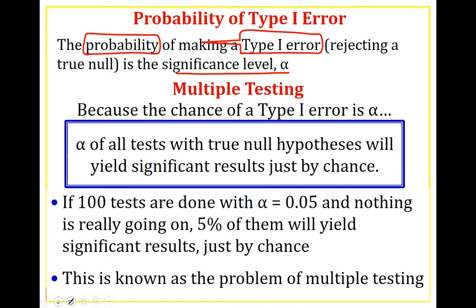This is known as the problem of multiple testing. If we continue to test and continue to test and continue to test, and I reach a certain number and I have an alpha level of 5%, I'm going to find 5% of the data that says you have found something significant. And it's very possible that nothing was going on and the null was true.